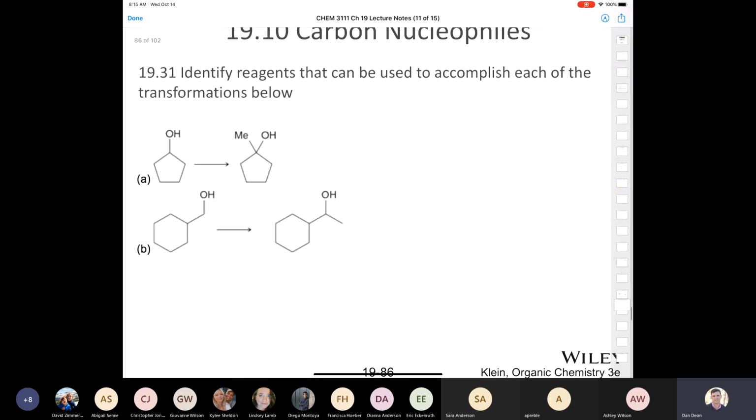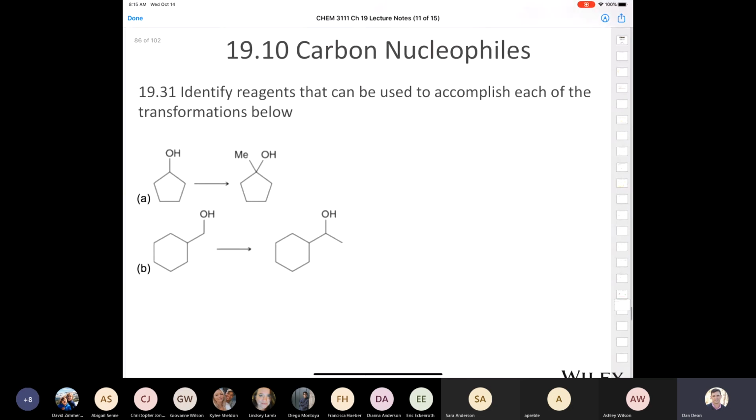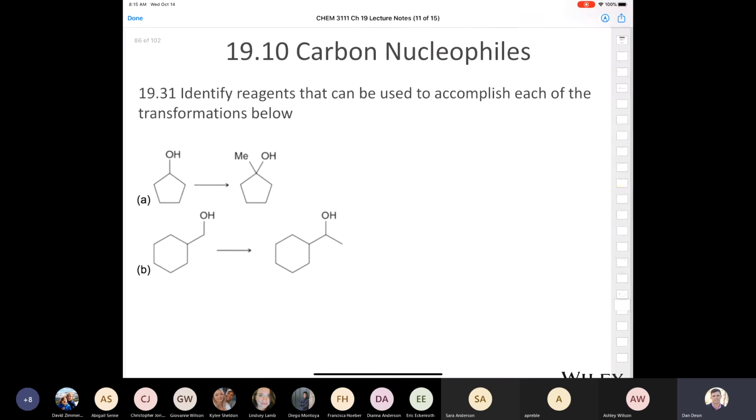The next question says, identify reagents that can be used to accomplish each of the transformations shown below. The way that I think about the first one is I'm adding a carbon, right? You can see that the starting material has five carbons. There's five carbons here, and then we have six carbons here. So what are the ways that we could add a carbon?